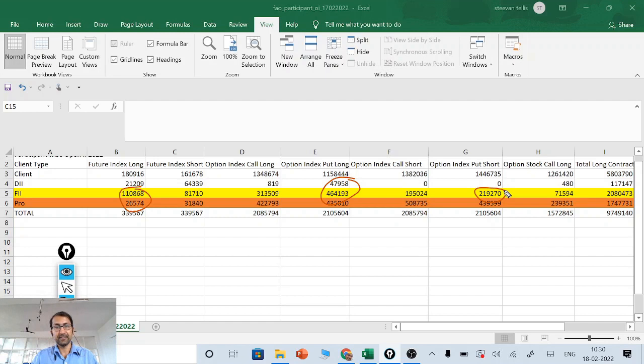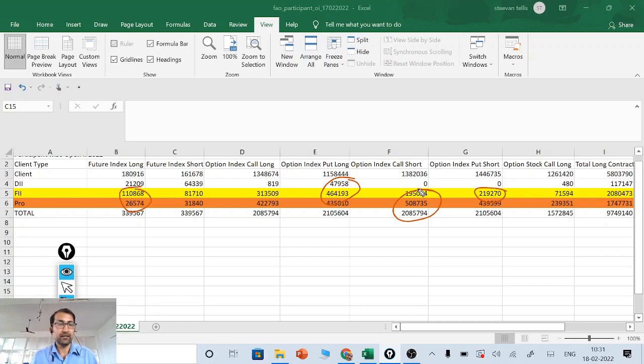And professional traders have majority call short. Call short means they have shorted the call, which means, from the option chain we found that 17,300 is the highest open interest. So 17,300 and 17,200 are going to be the major resistances.